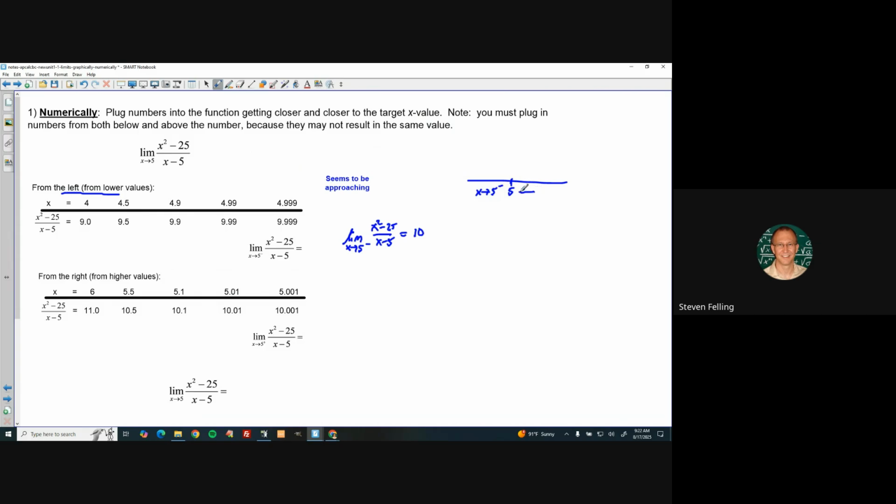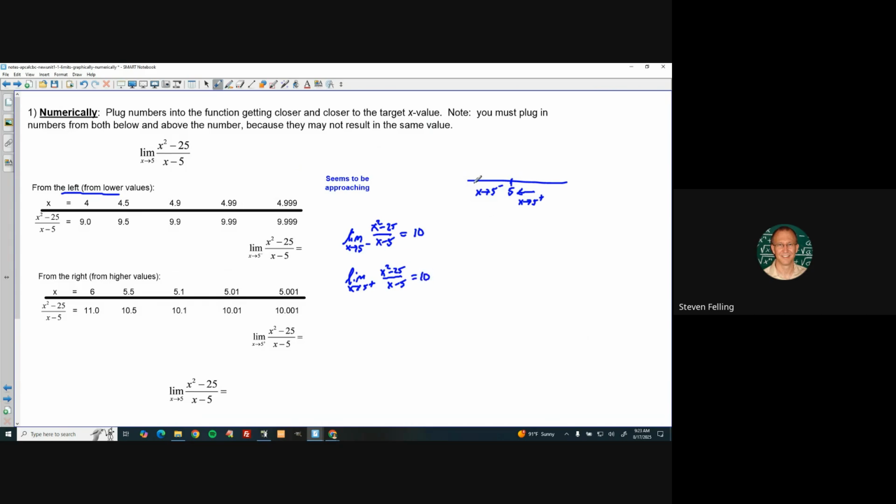So if you're approaching the 5 from this side, we write that this way, that x is approaching 5, but from plus sign here, from the right side of the number line, the positive side. And then when we plug in numbers that start, say, at 6, 5.5, 5.1, 5.01, 5.001 into the function, the y value starts at 11, then 10.5, 10.1, 10.01, 10.001. That also seems to be approaching the number 10. The way we would write that is limit as x approaches 5 from the right of x squared minus 25 over x minus 5 is equal to 10.